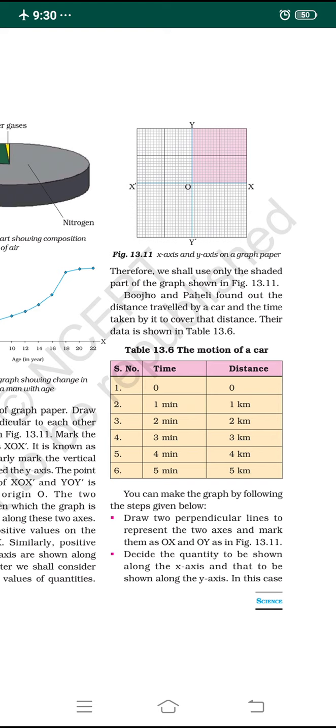Either you can take time taken along the x-axis and distance traveled along the y-axis, or else the reverse: distance traveled along the x-axis and time taken along the y-axis. Whichever you choose, both should be different.